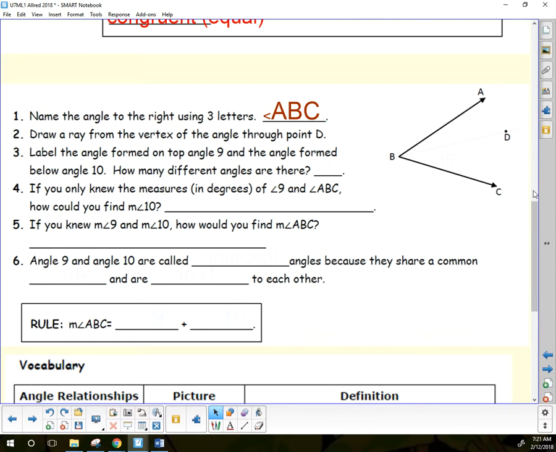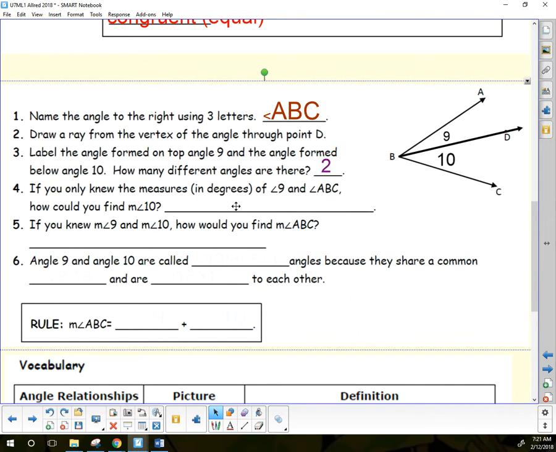The first thing we're going to do is draw a line from point B through D. So now we've formed two angles within angle ABC, angle 9 and angle 10. So in total, there are two different angles right here, ABD and DBC.